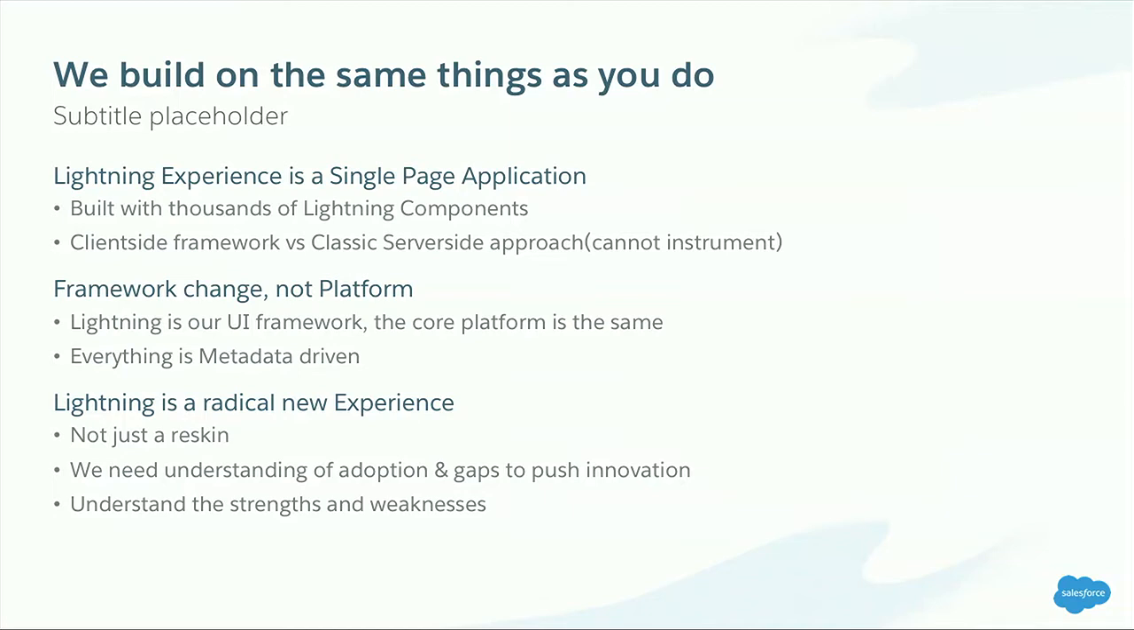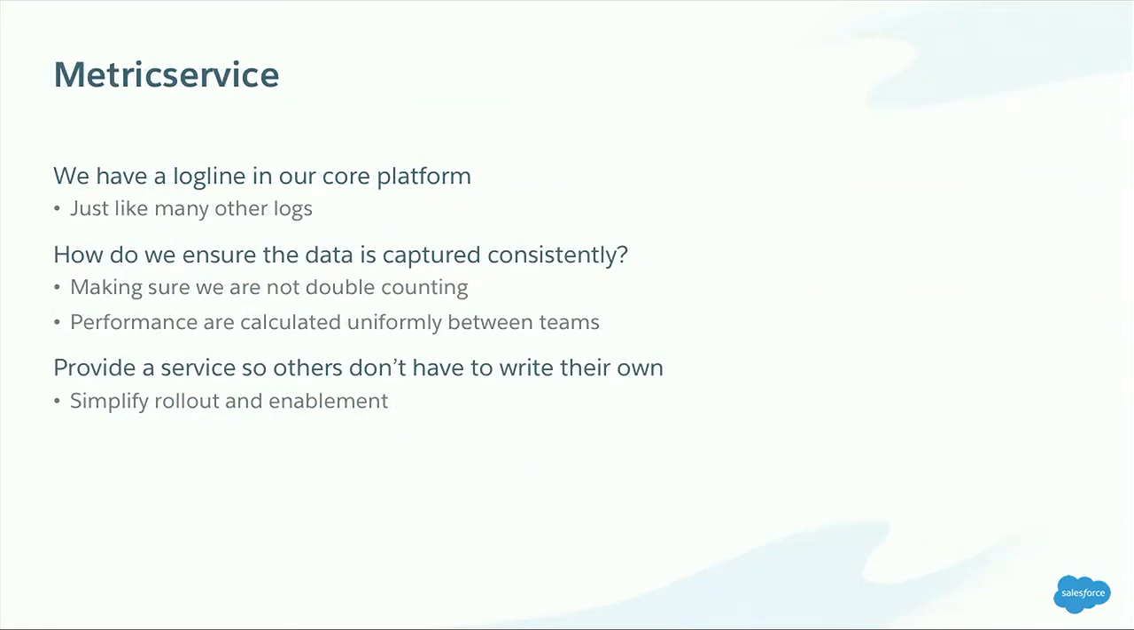However, Lightning itself is not just a reskin, right? We added a lot of new features in there, so we need to understand the adoption of it and also the gaps and how to continue to push innovation. We need to understand our own strengths and weaknesses, and this is where the need for analytics comes in, right? In the classic server side, you don't really have that much power on instrumenting because everything is pre-rendered, and most we have is server logs on cloud operations when a record is updated and whatnot. But with the client side, we can do a lot more finer grain analytics, like when a button is clicked, when a hover is done, etc.